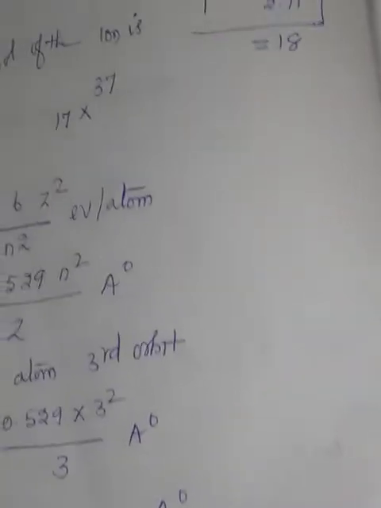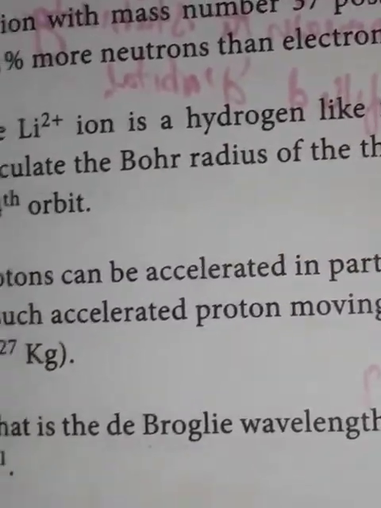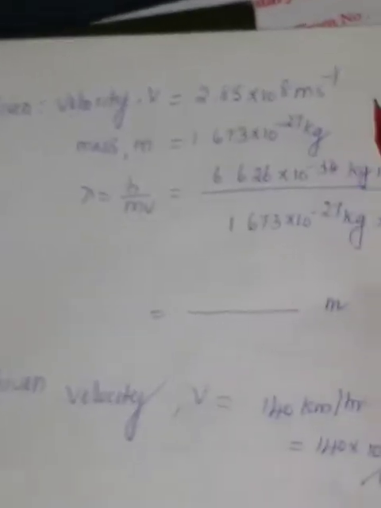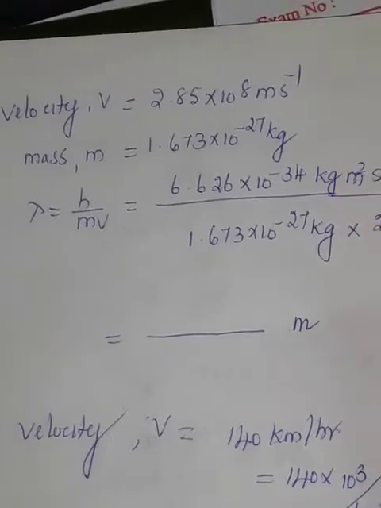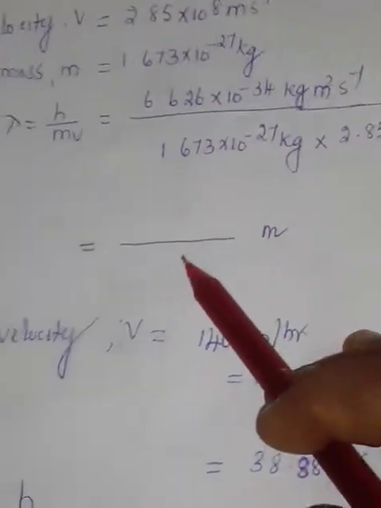Then 46th question from your book, that protons can be accelerated so and so. For that question, given velocity v and mass m, lambda is equal to h by mv. Substitute all the values and get the answer.